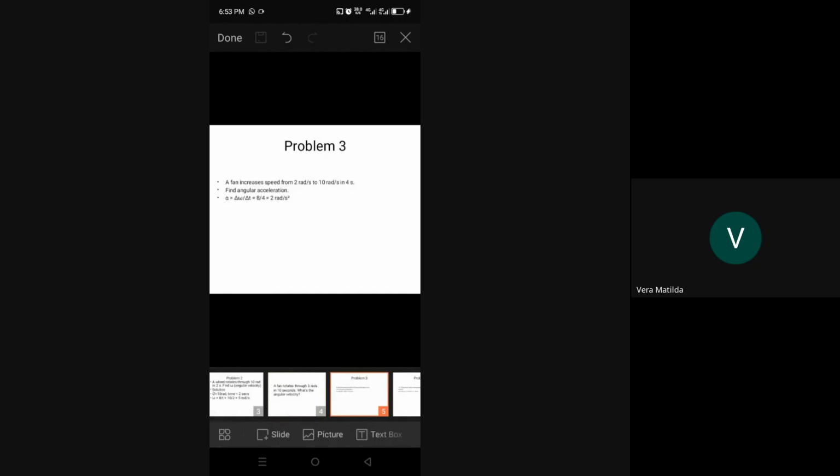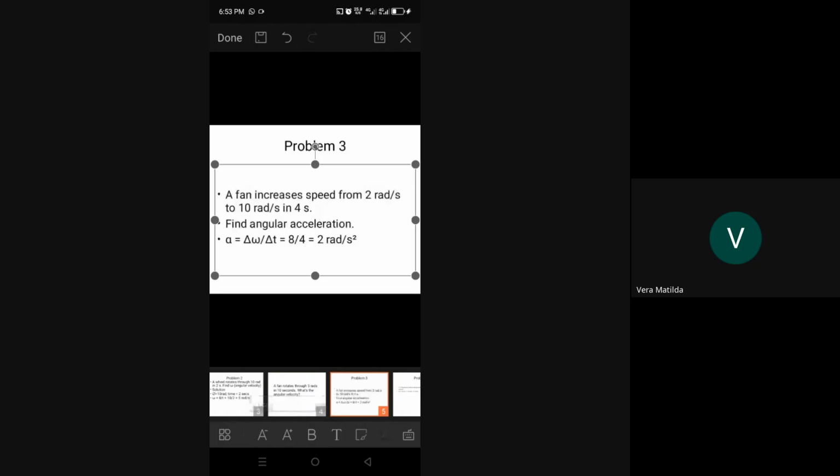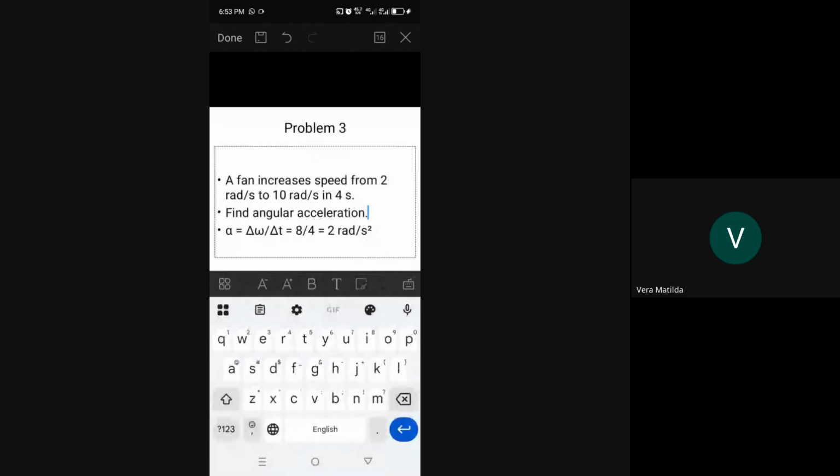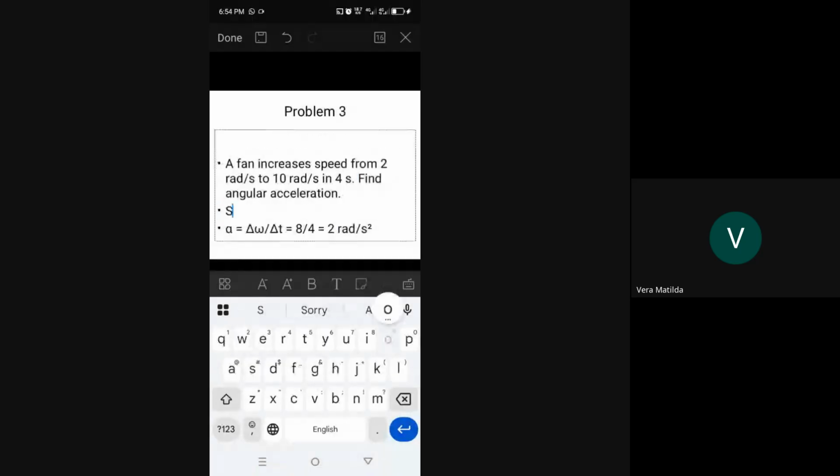Let me enlarge this so that you can see it. I've already solved this, but let me show you how. A fan increases speed from 2 radians per second to 10 radians per second in 4 seconds. Now, they are giving you two angular velocities.